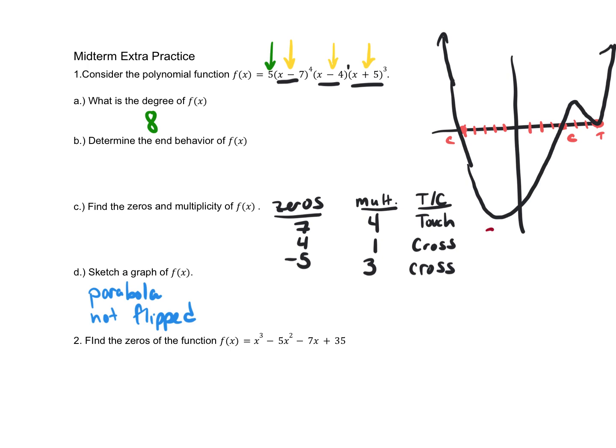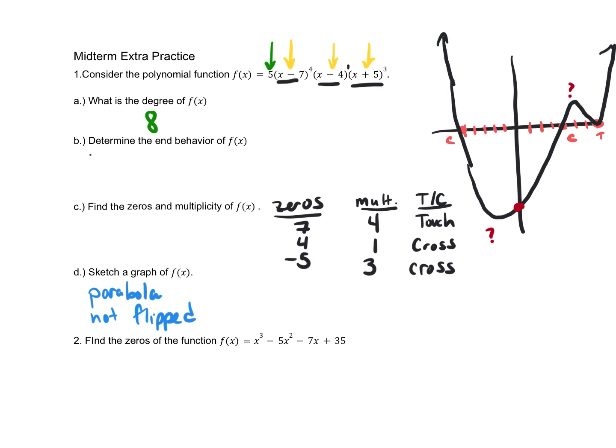Obviously, we have no idea how low this is. I didn't calculate the y-intercept. I could have, I could just put in 0 for all the x's. It's going to be a really, really awful negative number. It's going to be huge. But in general, this would be what we're looking for. We know it's a parabola. We can see the behavior at those intercepts and what it generally looks like.